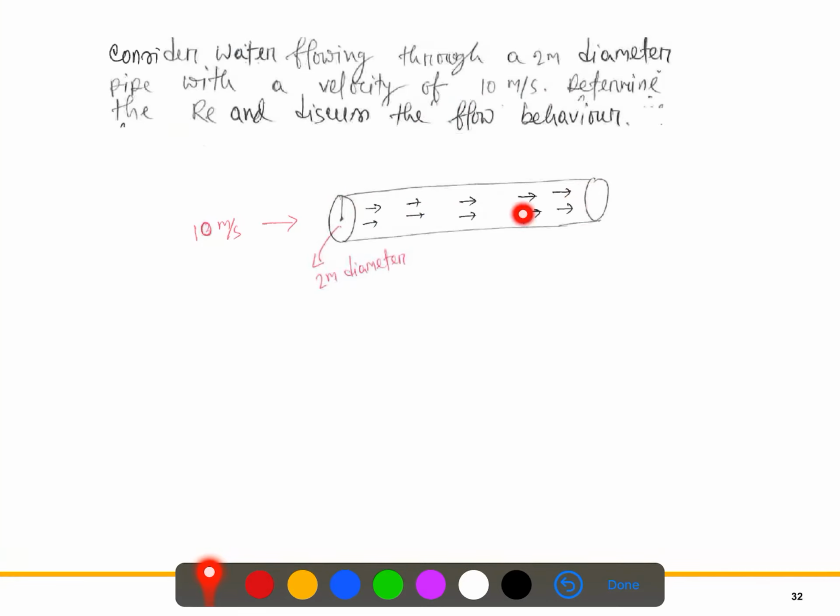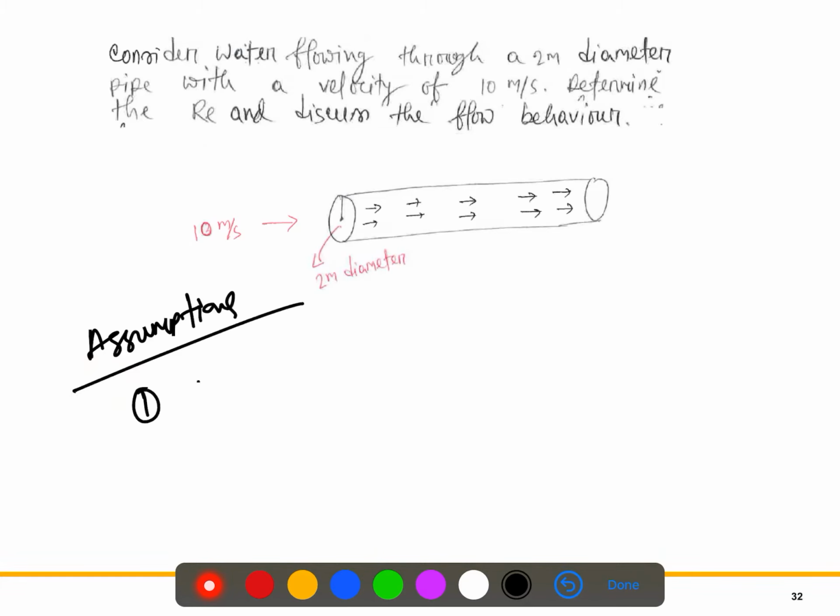You can see the flow trajectories. So the water is going this way, 10 meters per second velocity. The pipe diameter is 2 meters. Now we need to calculate the Reynolds number and the flow behavior. So we'll do the same thing as we did for the previous problem. Here we'll write down the assumptions.